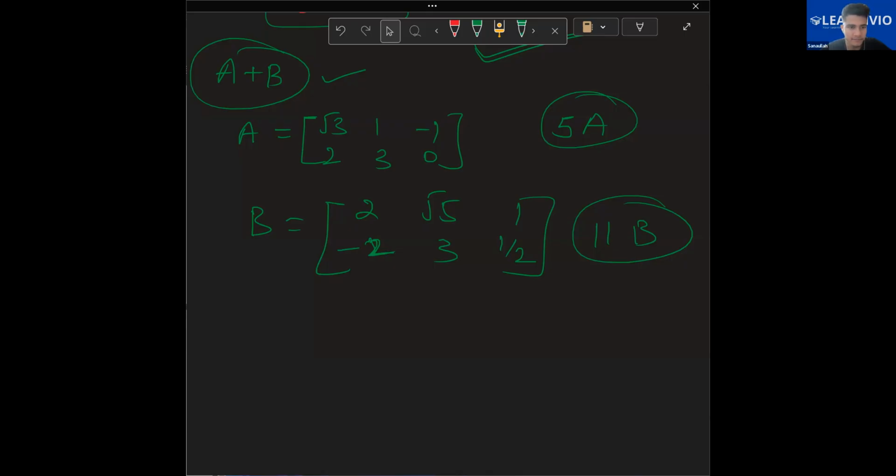And associative law. What do you mean by associative law? Sir, like A plus B plus C, in brackets, is equal to A plus B in brackets plus C. Yeah, right. So I think you know these things.